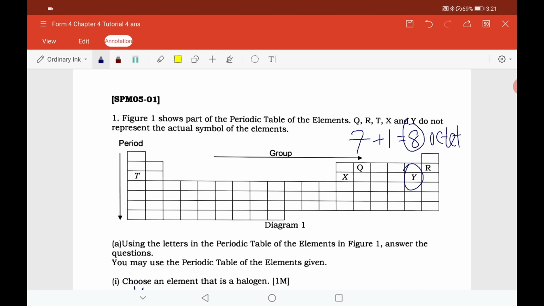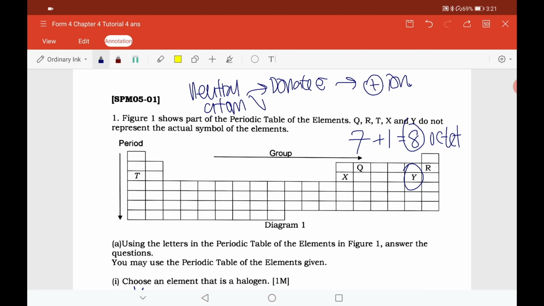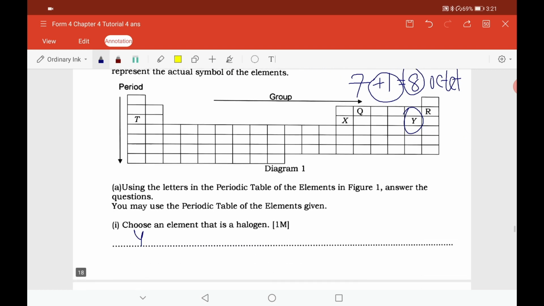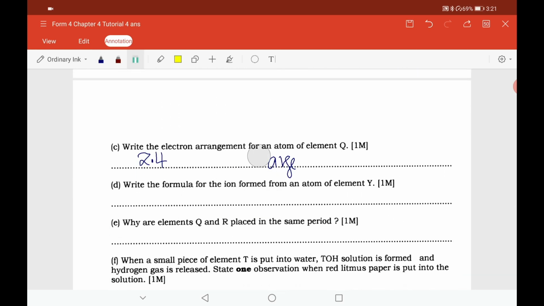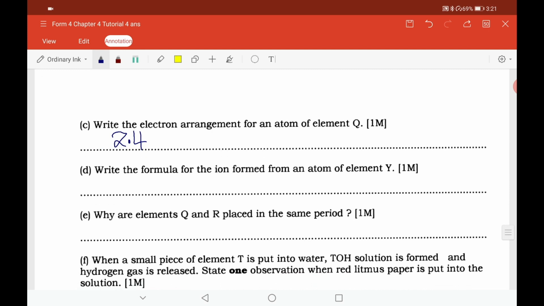So when a neutral substance receives electrons, it always becomes a negative ion. Always remember, when a neutral atom donates electrons away, you will produce a positive ion. When a neutral atom receives electrons, you will produce a negative ion. So group 17 will receive 1 electron to be stable. When they receive 1 electron, you get the negative ion, and the charge is -1. So the formula is Y negative.